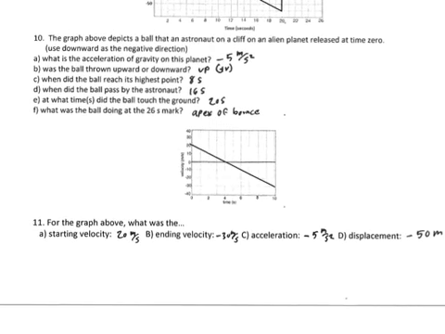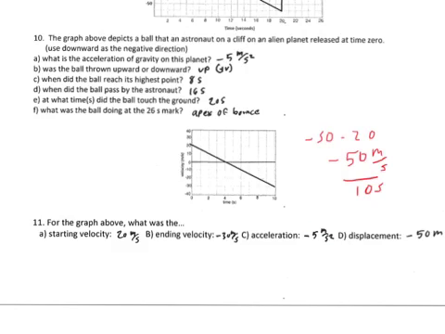For the graph above, what was the starting velocity? It looks to me like we start off at positive 20. The ending velocity was -30. And the acceleration, well, I just say the total change in y is going to be, we ended up at -30, so I have -30 minus 20. That gives me a change of -50 meters per second. And I did that in 10 seconds, which gives me -5 meters per second squared.